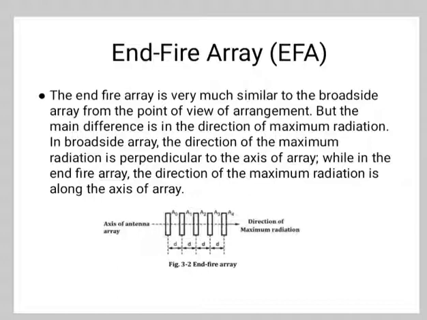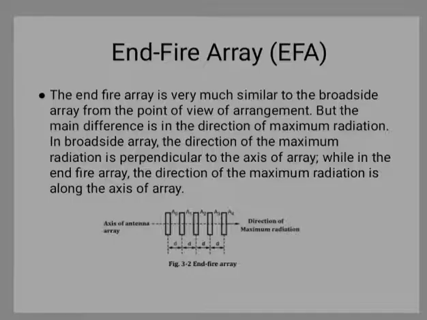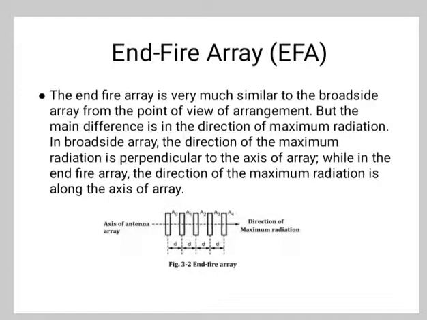So the end fire array is very much similar to the broadside array from the point of view of arrangement, but the main difference is the direction of maximum radiation. In broadside array, the direction of maximum radiation is perpendicular to the axis of array, while in the end fire array, the direction of maximum radiation is along the axis of array. Now here the diagram shows the end fire array.